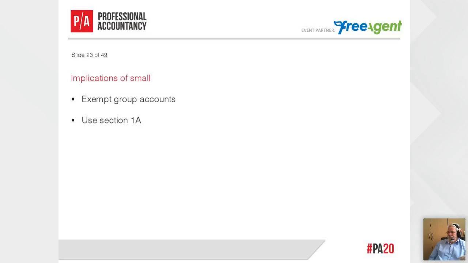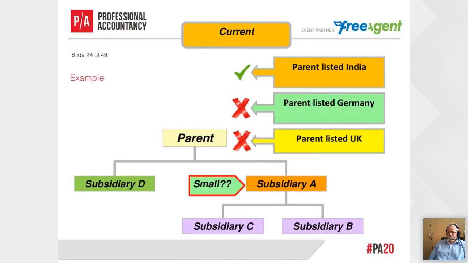Perhaps for financial reporting purposes, the important consideration here will be the use of Section 1A. So Section 1A of FRS 102 provides a framework for reduced disclosure for small entities and is only available in this aspect to companies entitled to use the small companies regime. So as it stands at the moment, if the parent was listed in the UK or in Germany, then this would not be available because fundamentally the parent is listed in the EEA. As it stands at the moment, the UK is part of the EEA, even though we're within this transitional process.